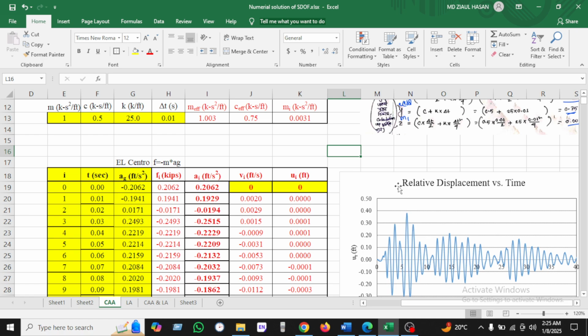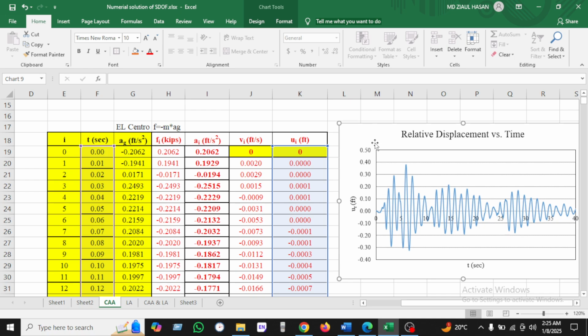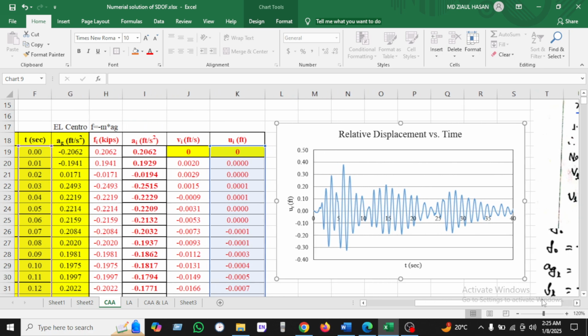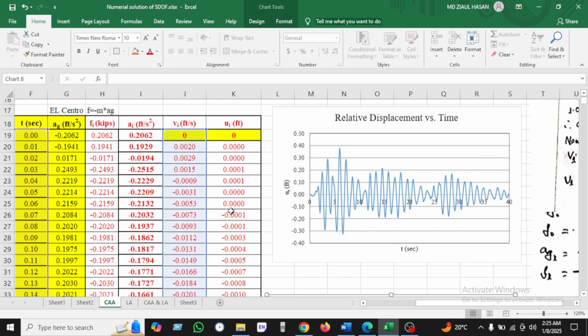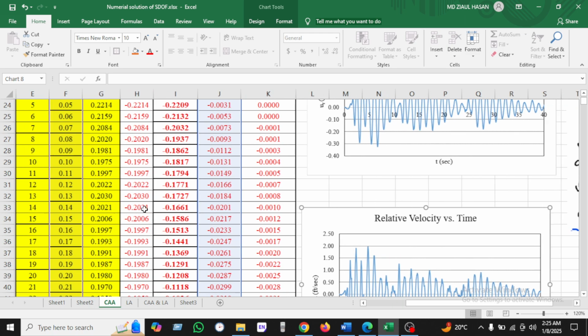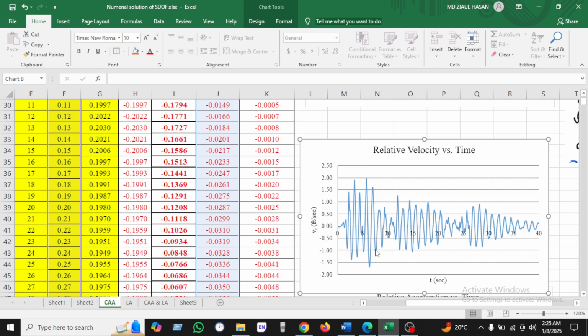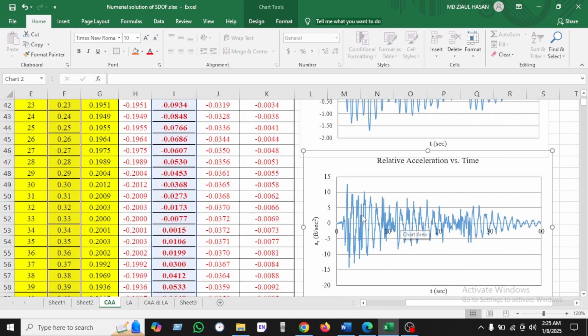Now we are plotting the graph. I have already formatted the curve, where time is the x-axis and displacement is the y-axis. We have found this curve, and then we draw the time versus velocity graph, with time on the x-axis and velocity on the y-axis, and the relative displacement, with time on the x-axis and displacement on the y-axis.